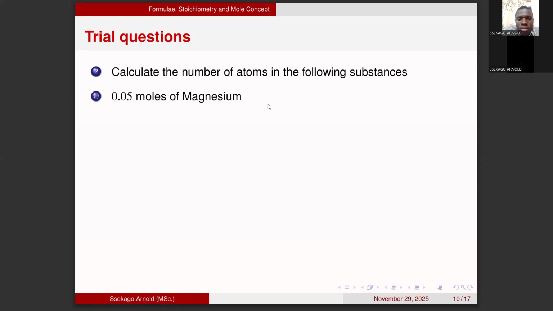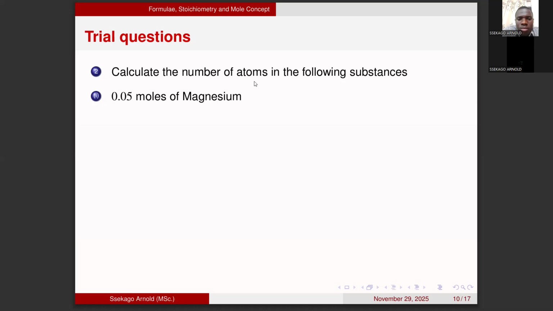So Roman 1, we wanted to determine the number of atoms in 0.05 moles of magnesium. In simple terms, for Roman 1, we are converting 0.05 moles of magnesium to atoms. So given 0.05 moles of magnesium, how can we determine the number of particles, in particular, which are atoms? So we are converting now moles to atoms.